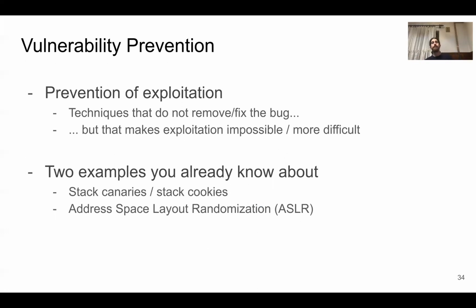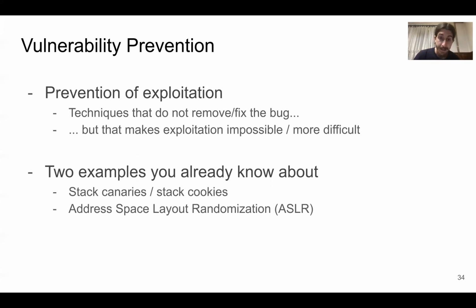There is another category of protections that is not about preventing the existence of the bug per se, but about preventing the exploitation, or the potential of exploitation, of these bugs. These techniques do not remove the bug, but make the exploitation impossible or more difficult. I'm sure there are two examples that you are already familiar with from the system security class. For example, stack canaries or cookies, where you put something random at the end of the buffer, and before the code returns and uses the return address, it checks that this number is the same as the one that was there before. Again, this doesn't remove the buffer overflow, but it makes the exploitation of it more difficult.